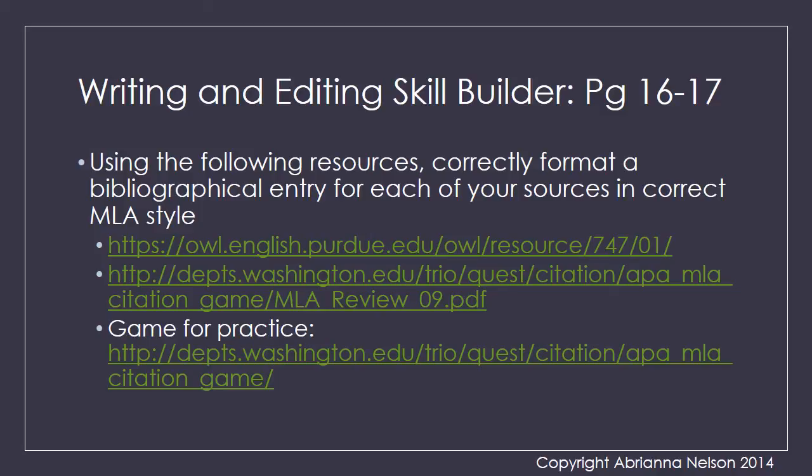For the skill builder, you're actually going to use some other websites. Here are some of the websites you're going to use. You'll be able to link to them directly from my website where you're watching this video. So you can find them there. What you're going to do on pages 16 to 17 of your workbook is make a draft bibliography. The final bibliography is going to have to be typed. This is for you to practice. So the first two websites there, the one from Purdue and the second from Washington, are going to help you make your bibliography. Then there's a game for you to practice different citation styles. I'd recommend that you play that game. It might help you a little bit to understand how citations fit together.